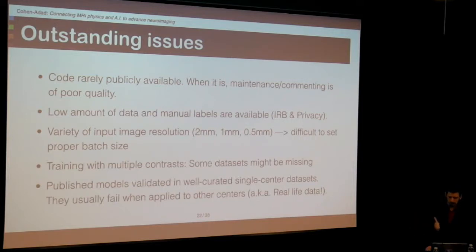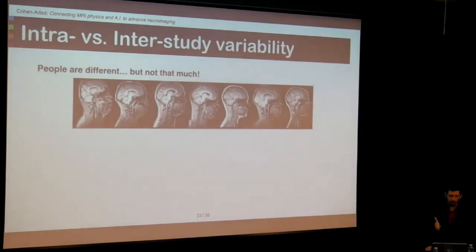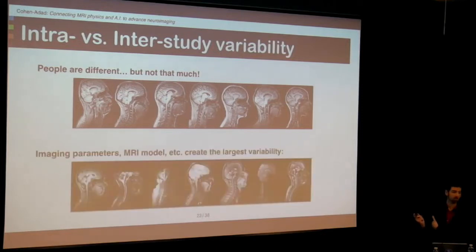And when we look at it more closely, people are different, but not that much. So that's an example of different T1-weighted MPRAGE MR sequences. It's the same sequence that has been applied to different subjects, right? So you can see that the shape is different, the brain is a bit different, but the contrasts are pretty much the same.